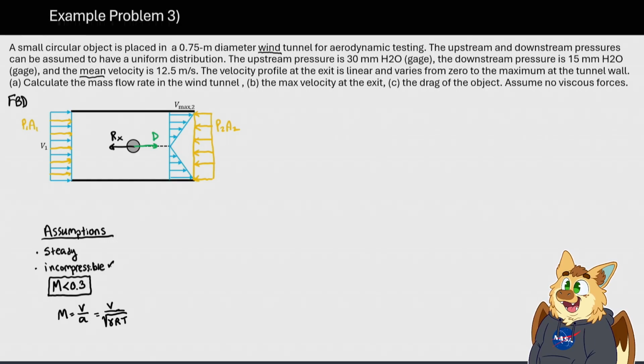So that's pretty much our free body diagram here. We have ultimately 3 forces that we're going to solve for: P1A1, Rx, and P2A2, and that will give us our drag eventually.